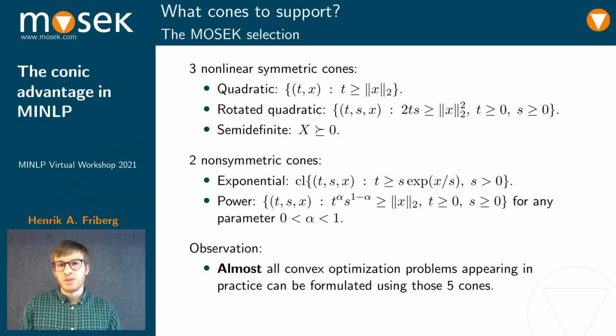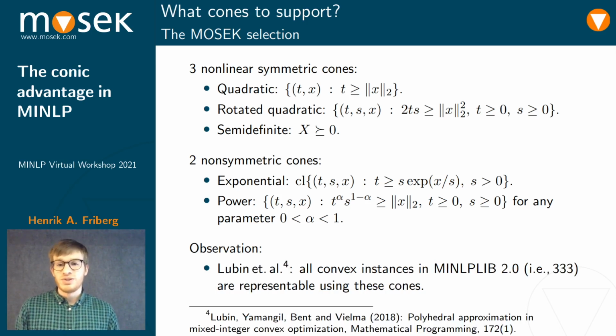One observation that we made over the years is that almost all convex optimization problems appearing in practice can be formulated using those 5 cones. And we are not alone in this observation. You can look into this paper, for instance, where they show that all convex instances in the MINLP Lib 2.0 are all representable using these cones.